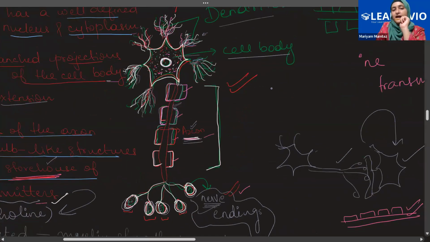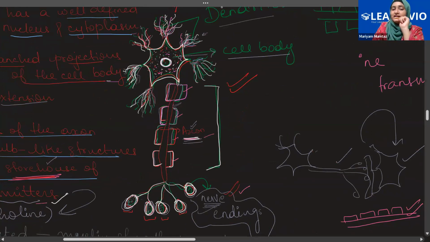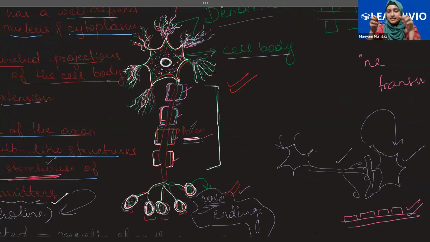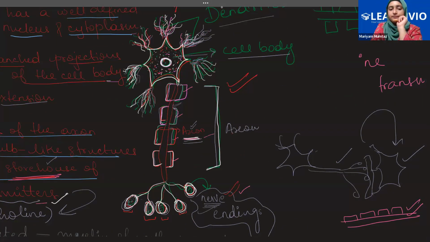Right, this central part is the cell body. It has a prominent nucleus, a very well-defined nucleus, and it is surrounded by cytoplasm. Then there are these branch-like structures that arise from the cell body, and we call them the dendrites. Their function is to gather different impulses and bring them to the cell body or the cyton. Then this long portion that you're seeing, this is the axon, right? And the axon is responsible for the conduction of impulse from one neuron to another neuron.